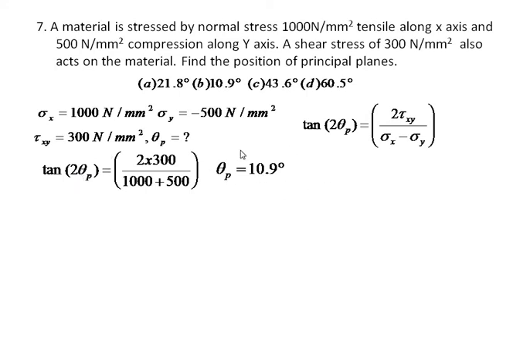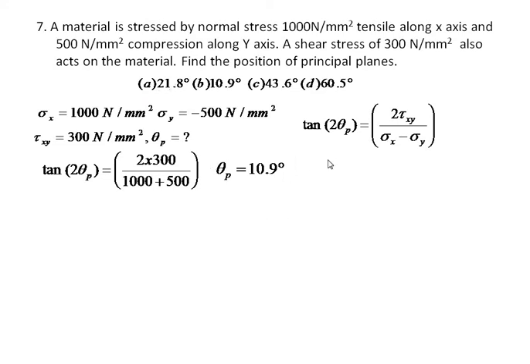Some people forget to divide it by 2, and the answer would be something like 21.8. Initially 2 theta p was 21.8. I have divided it by 2 and found it as 10.9. So 10.9 is the right answer. Remember here, the first option is given as 21.8.